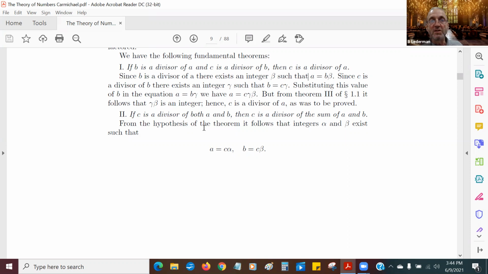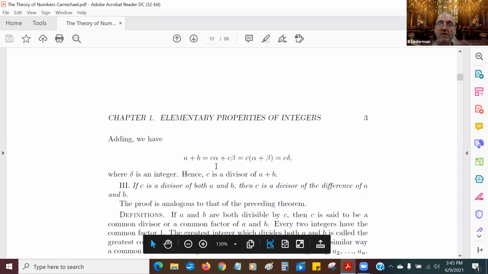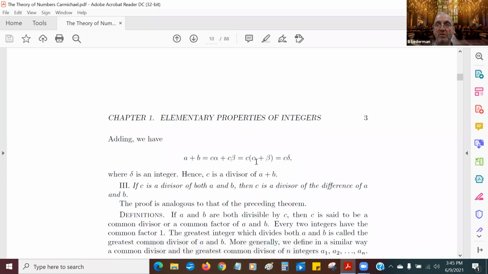Next, if c is a divisor of both a and b, then c is a divisor of the sum of a and b. And we can show that in a very similar way. By premise, a is equal to c alpha, and b is equal to c beta, because c is the divisor of both a and b. Well, if I add, a plus b is equal to c alpha plus c beta, which is c times alpha plus beta. I'm just going to take alpha plus beta and call it delta. It's just c delta. So we see that c is the divisor of a plus b, which is what we're trying to prove.